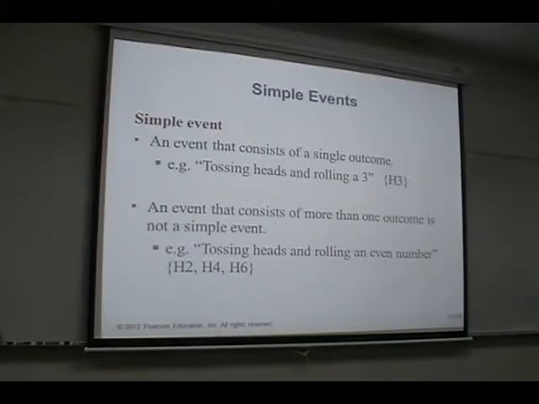You need to understand when it's a simple event versus when it's not a simple event. Simple event means there's only one, that outcome only happens once, or there's only one thing that would make that outcome true. Whereas when we had heads and 2, heads and 4, and heads and 6, there were 3 things that made that true, therefore it was not a simple event.